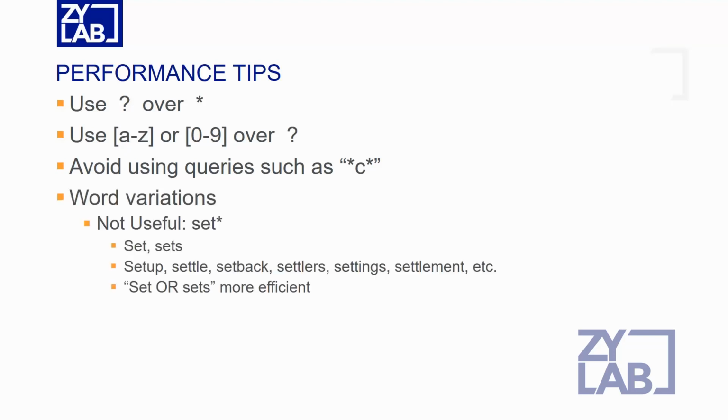When looking for word variations, consider that in some cases, wildcards may return too many irrelevant results. For example, if looking for the word set as well as the word sets, set question mark would return sets but not set, whereas set asterisk would return set and sets, but also set up, settle, set back, settler, setting, settlement, etc. In such a case, the query set or sets would be more efficient.